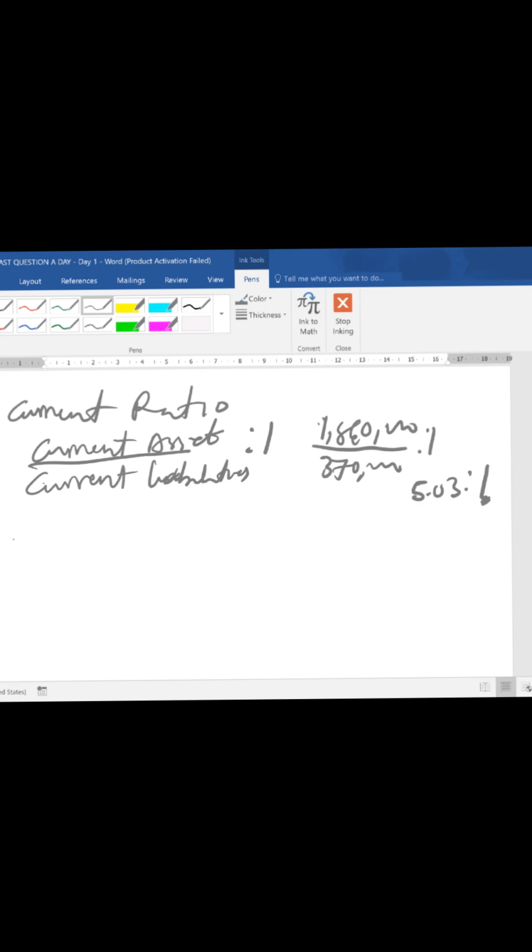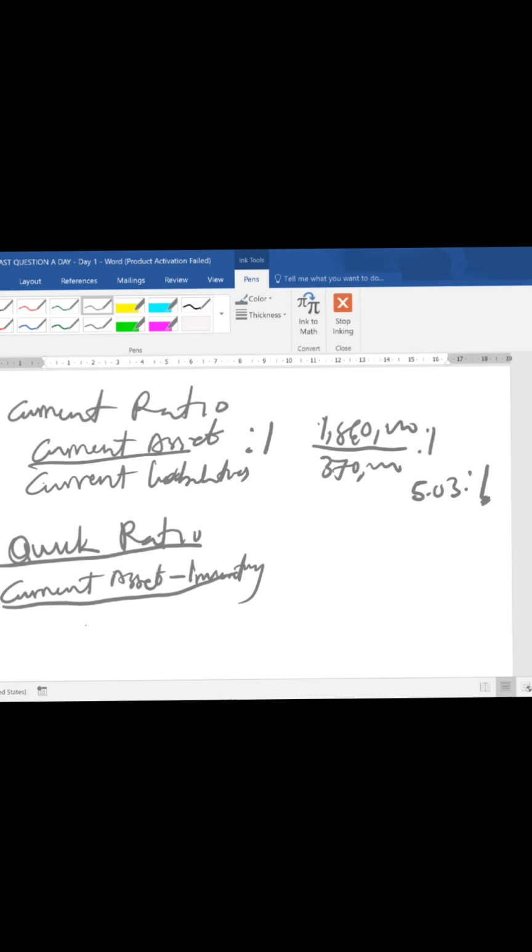Now we move on to the next one. That is our quick ratio. So quick ratio is just like our current ratio, just that we have to deduct our closing inventory from our current assets and still see if we can be liquid. So current assets minus inventory over current liabilities.